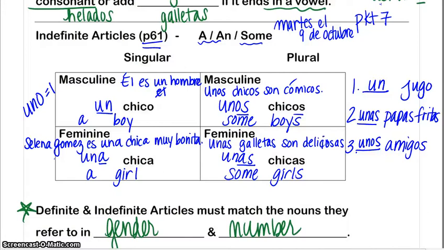Please also remember that definite and indefinite articles must match the nouns that they refer to in gender and in number. Remember, that just means that you can't say una chico. It has to be un chico. And you can't say unas chicos or unos chicas. Also, you can't say una chicas. Unas has to be plural and feminine to match chicas. Unos has to be plural and masculine to match chicos.